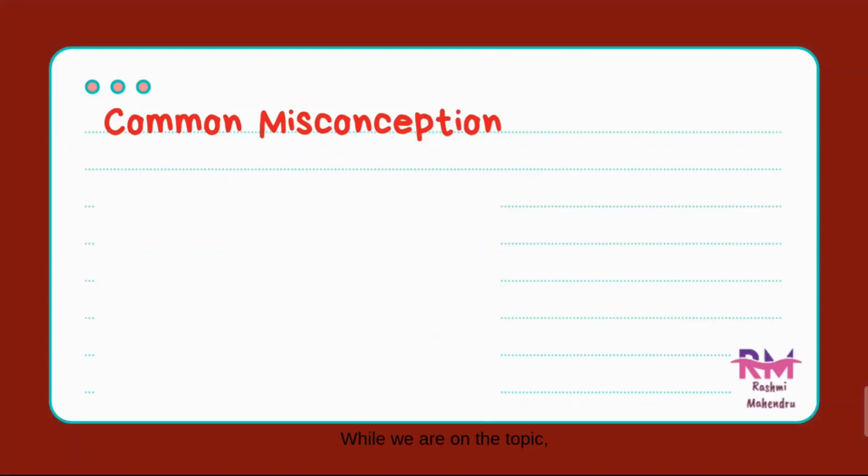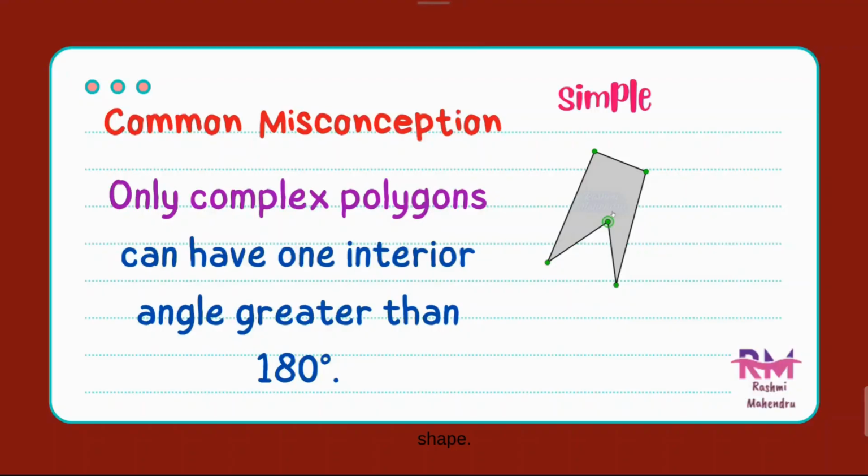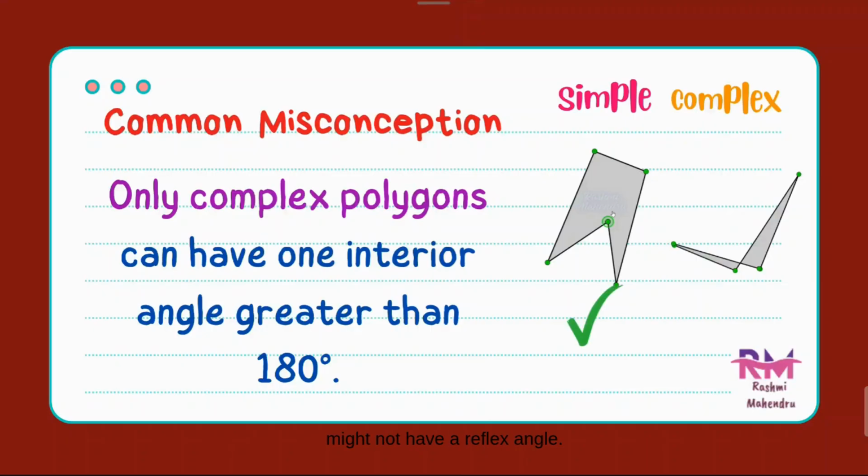While we are on the topic, we must address a common misconception. At times when the sides intersect each other, it so happens that one of the interior angles turns into a reflex angle, which means more than 180 degrees, and that can be visually seen due to the dented shape. So sometimes simple polygons also have a reflex angle, and complex polygons might not have a reflex angle.